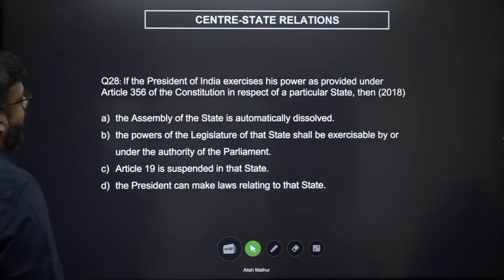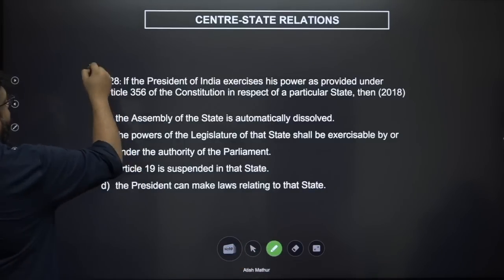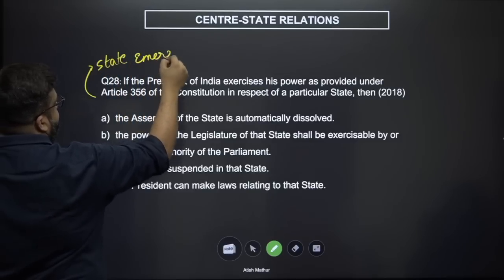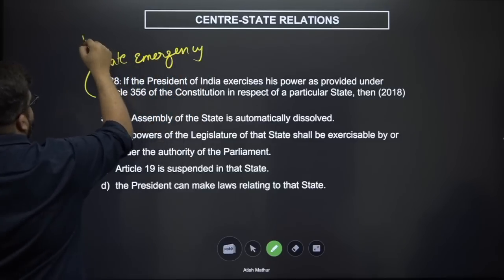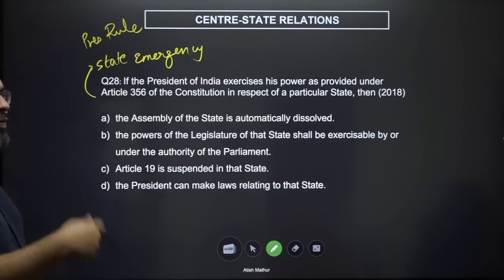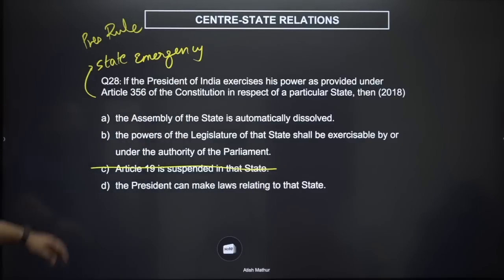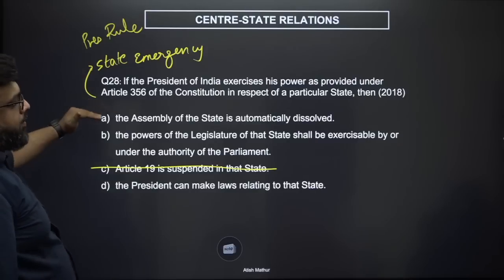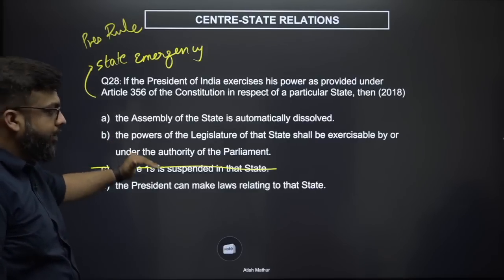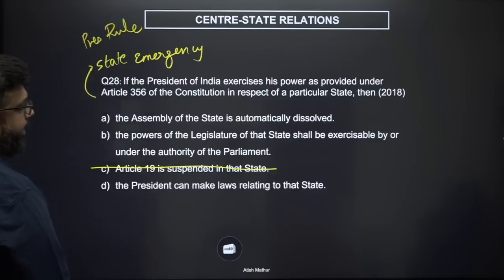So let us see. Article 356 is nothing but state emergency or a presidential rule. We know the grounds: failure of constitutional machinery, no fault of the citizens, so no fundamental right has to be violated. Assembly of the state is automatically dissolved. Powers of the legislature shall be exercised by or under the authority of the parliament. The president can make laws relating to that state. Now think about this.